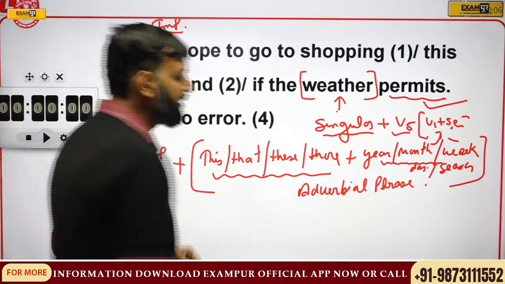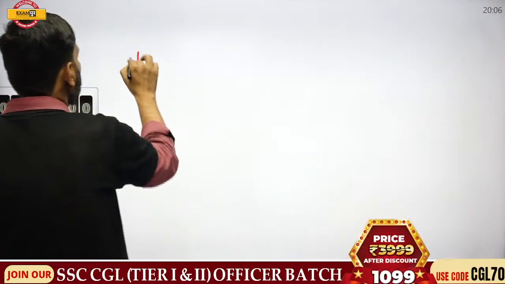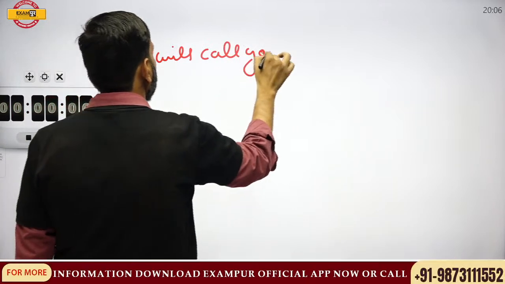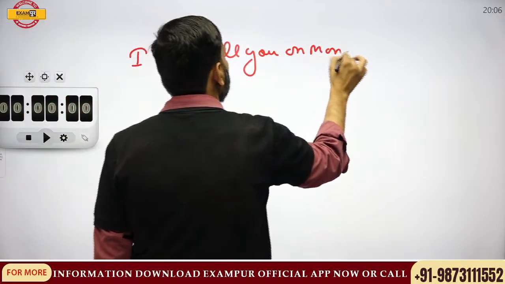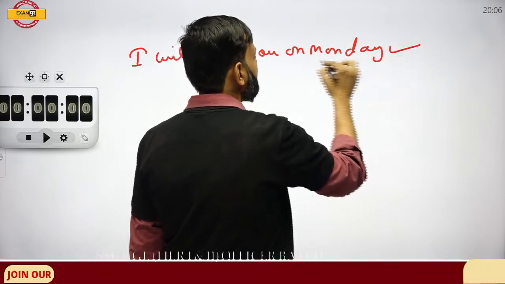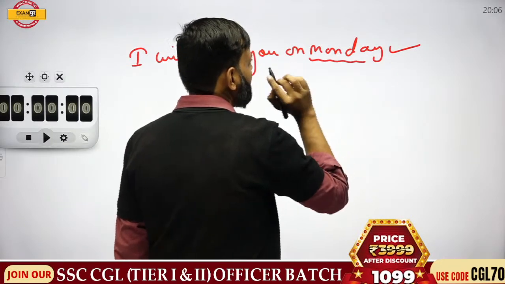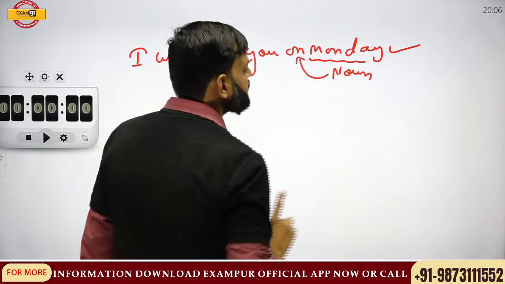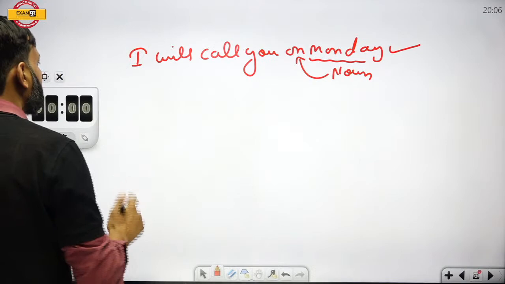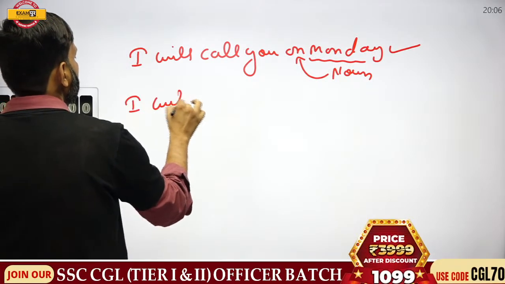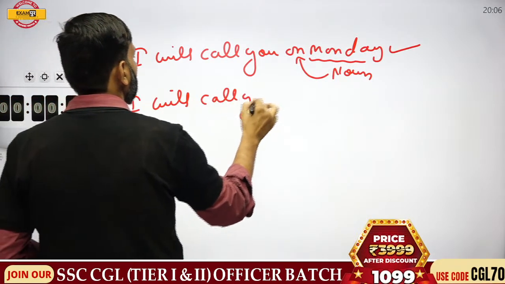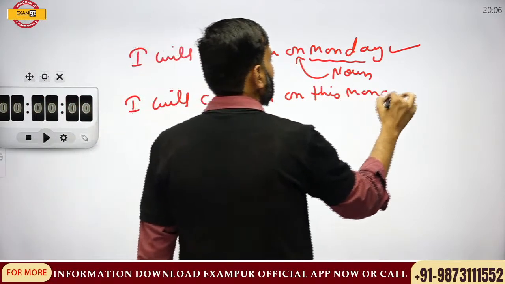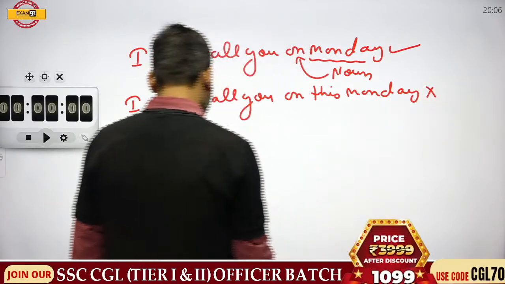For example, let me give you one example. I will call you on Monday. This is absolutely right. Here Monday is a noun which can be preceded by the preposition on. So I will call you on Monday is absolutely right. But if I write I will call you on this Monday, this sentence is wrong.